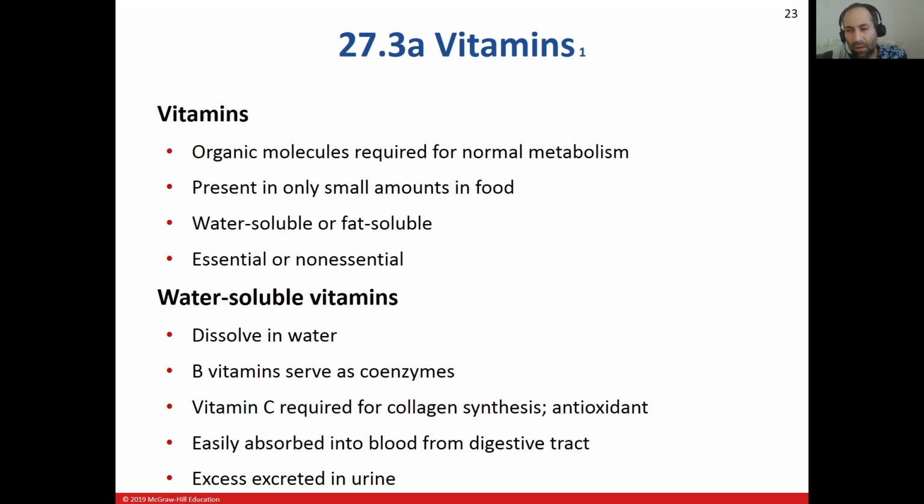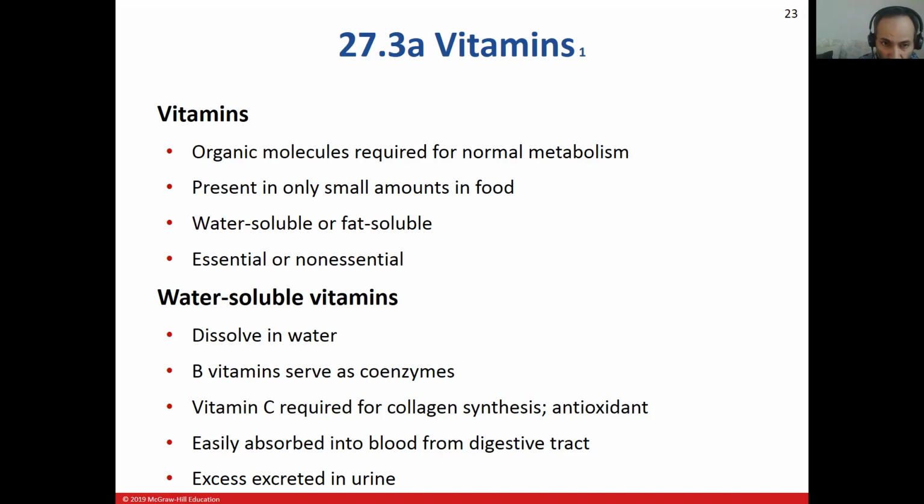Which ones are fat soluble? Remember CADE, K-A-D-E. Those four vitamins are fat soluble. Vitamin B and C are water soluble. They are also essential or non-essential. Essential ones are those that you have to take in your diet, like vitamin A. And non-essential are the ones that your gut biota, your gut bacteria, can make for you, like vitamin B and vitamin K. So water-soluble vitamins can dissolve in water, like B and C, okay?